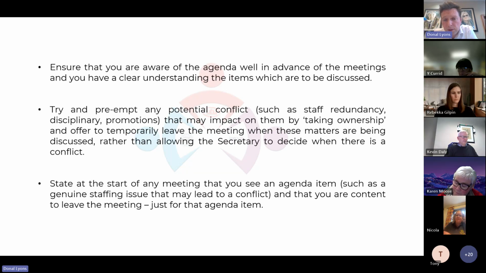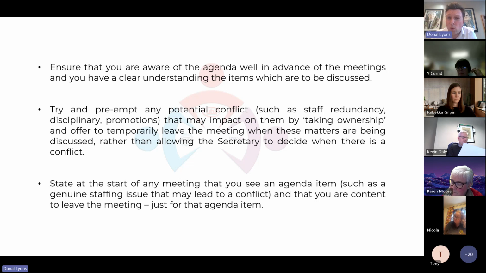So in advance of a meeting of the board, some of the recommendations we would make from the union side of the house is ensure that you are aware of the agenda ahead of the meetings and that you have a clear understanding of the items to be discussed. In my experience, this is particularly true for anything under AOB, which tends to have usually high level and sometimes abstract titles. But do take your time in advance of the meeting to go through the agenda items and see if you have a clear idea of the areas of discussion that are likely to arise under those agenda items. Try and preempt any potential conflicts of interest.